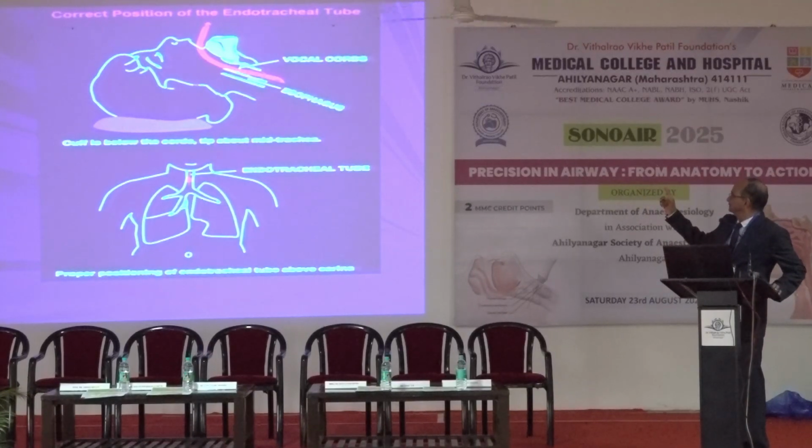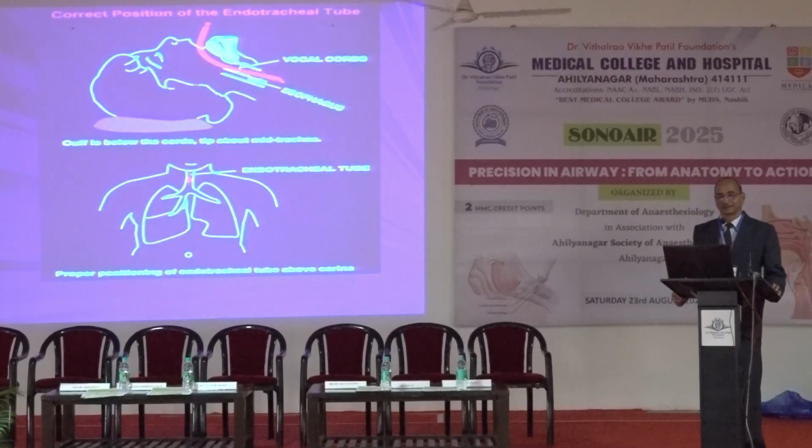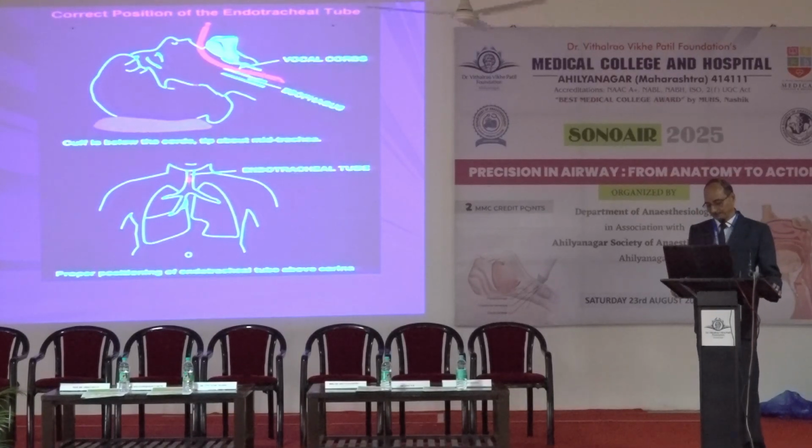The cuff should be below the vocal cords and the tip of the endotracheal tube should be midway in the trachea. So like it is showing, cuff is below the cords and tip about mid-trachea. This is the proper positioning of an endotracheal tube, which lies above the carina. If it is touching the carina, the patient will keep bucking. So you should avoid pushing the tube so far in that it hits the carina.